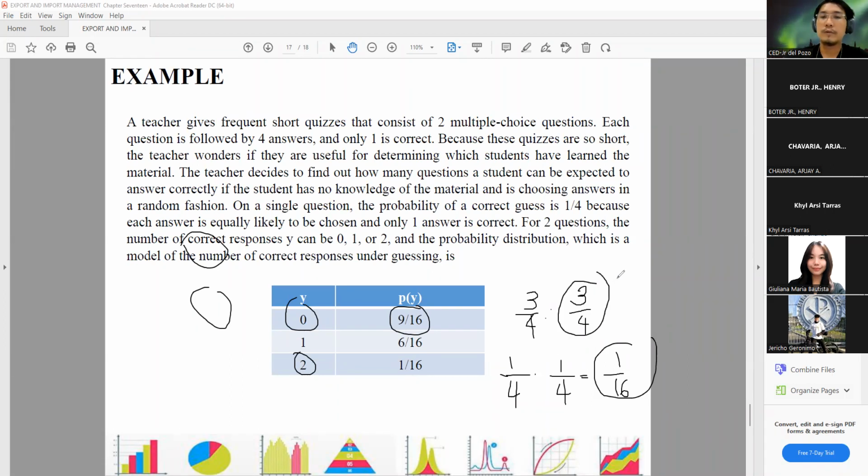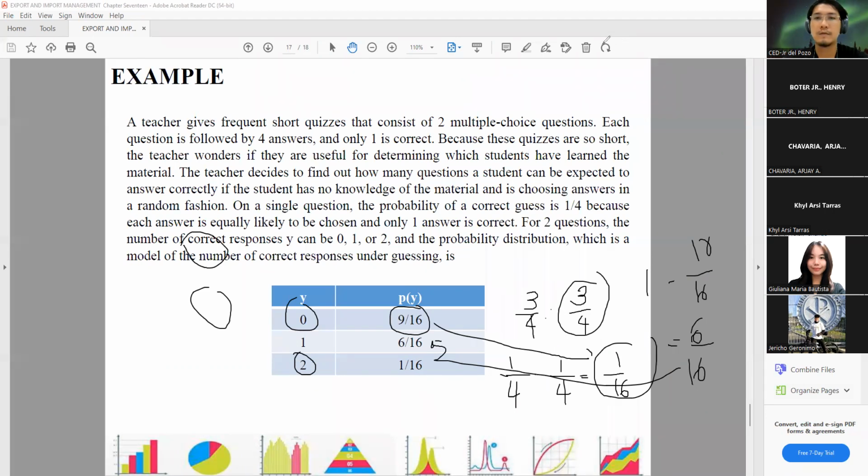So, if you want to make it a probability function, we just add these two, 9/16 and 1/16, which makes 10/16, minus 1 to get 6/16, which is the value of getting 1. Okay? Okay pa, sir. Thank you po. Any more question?